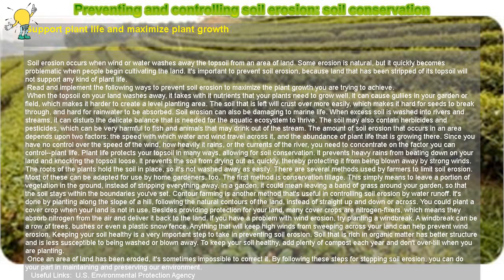Contour farming is another method that's useful in controlling soil erosion by water runoff. It's done by planting along the slope of a hill, following the natural contours of the land, instead of straight up and down or across. You could plant a cover crop when your land is not in use. Besides providing protection for your land, many cover crops are nitrogen fixers, which means they absorb nitrogen from the air and deliver it back to the land.